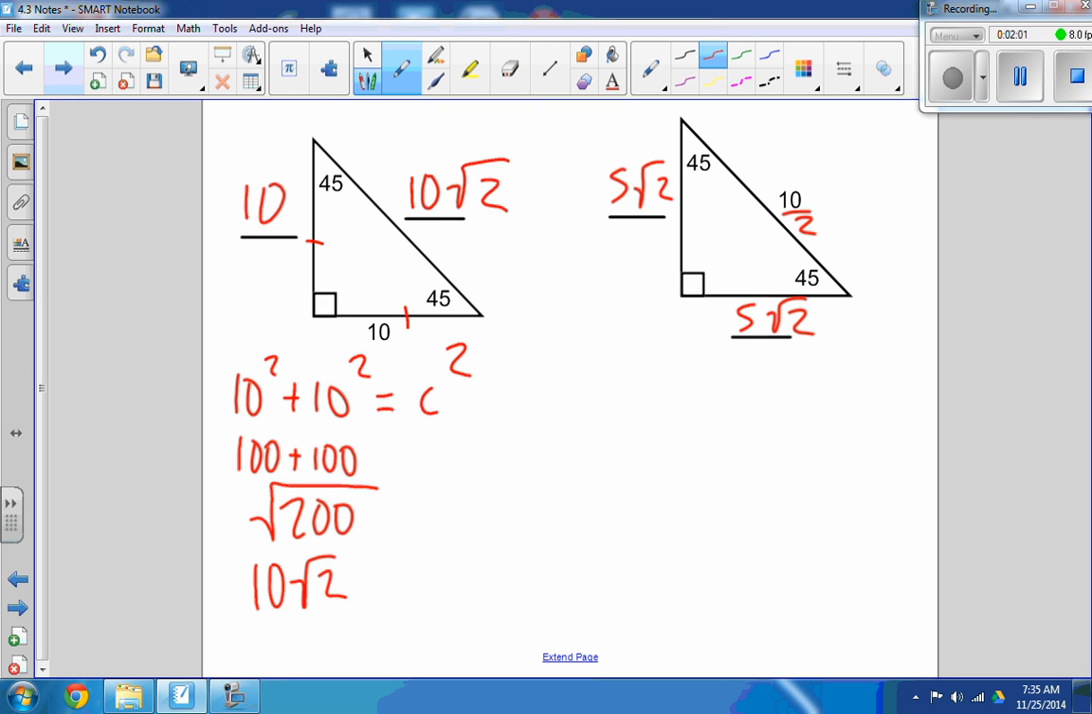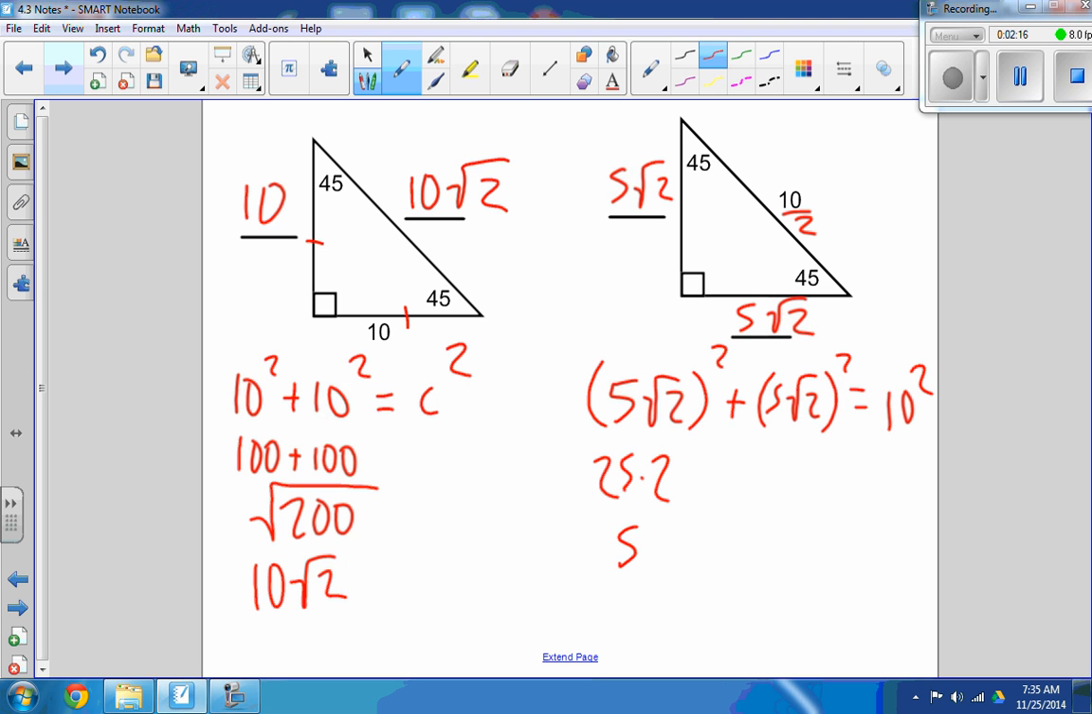Let's check that. Let's make sure that actually works. 5 square root of 2 squared plus 5 square root of 2 squared, does that equal 10 squared? 5 squared is 25 times square root of 2 squared, which is 2, so 50. 50 plus 50, does that equal 10 squared? 100? Yes, it does. So there we go.